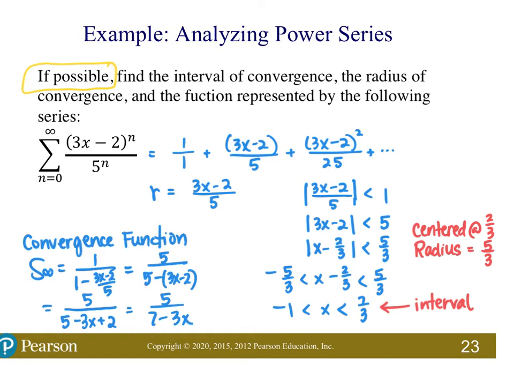So as long as x stays within that interval, suppose x was 0, which is in the interval of convergence. Then I'd plug 0 into the convergence function, and this series would converge to 5/7. Or if x was 1, which is in the convergence interval, then the series will converge to 5 over 7 minus 3, or 5/4.